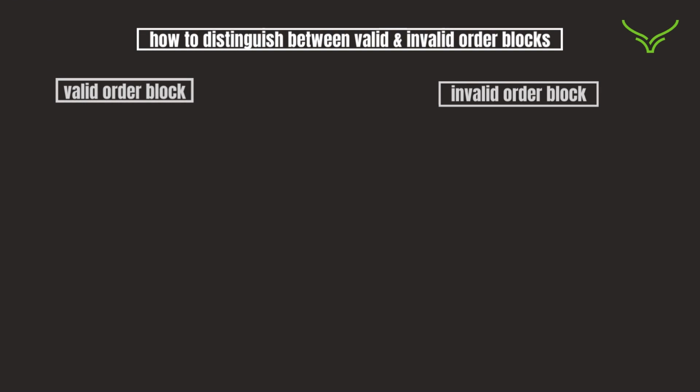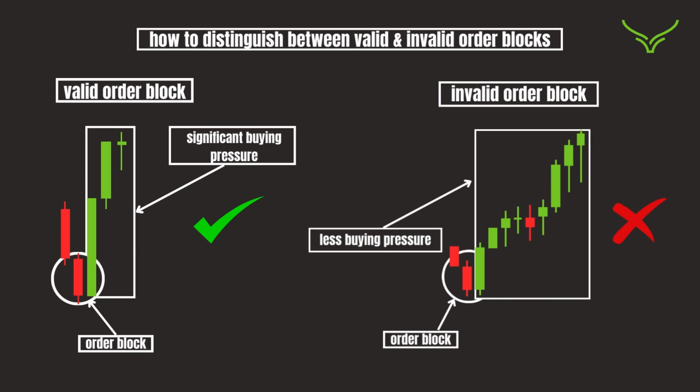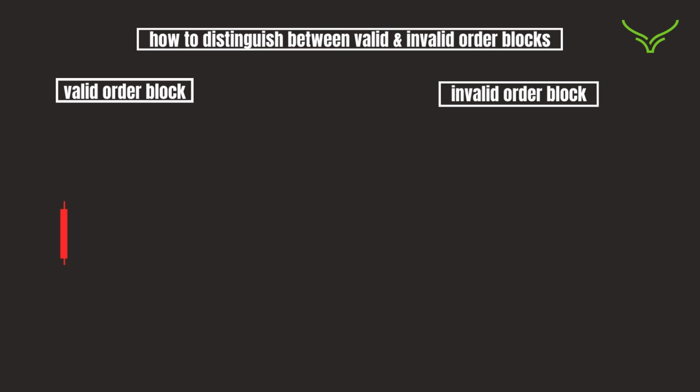How do we distinguish between valid and invalid order blocks? Firstly, for an order block to be valid, there has to be a significant increase in buying or selling activity, that is seen by consecutive candlesticks with large bodies and small wicks moving impulsively to the upside or downside. If the price chart shows less buying or selling pressure, then that order block becomes invalid. This is seen by consecutive candlesticks with small bodies and big wicks moving correctively to the upside or downside.